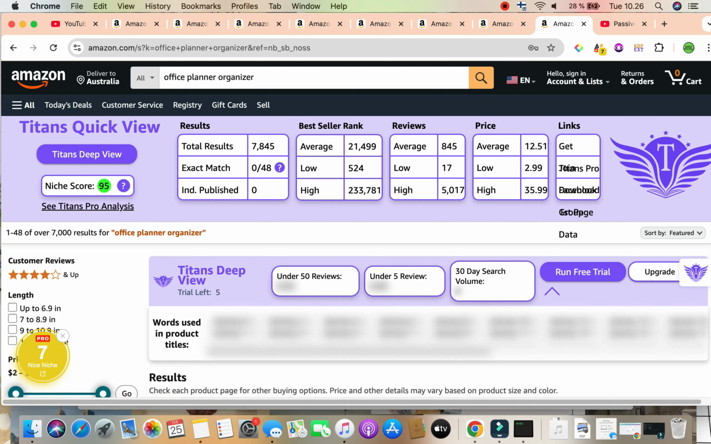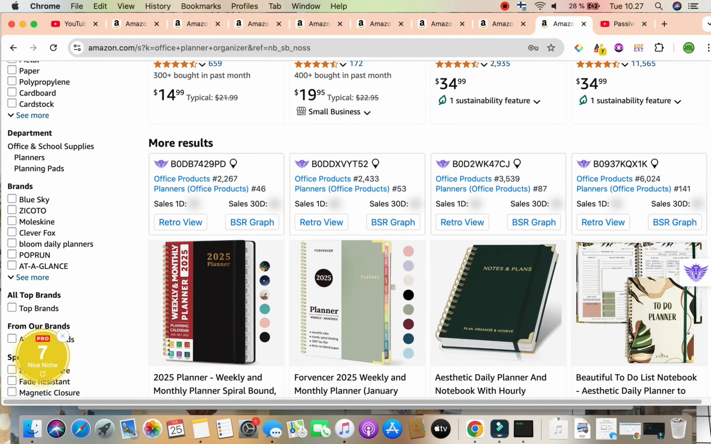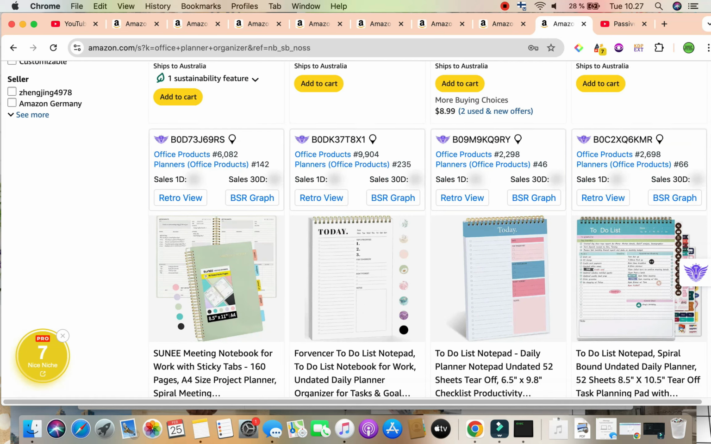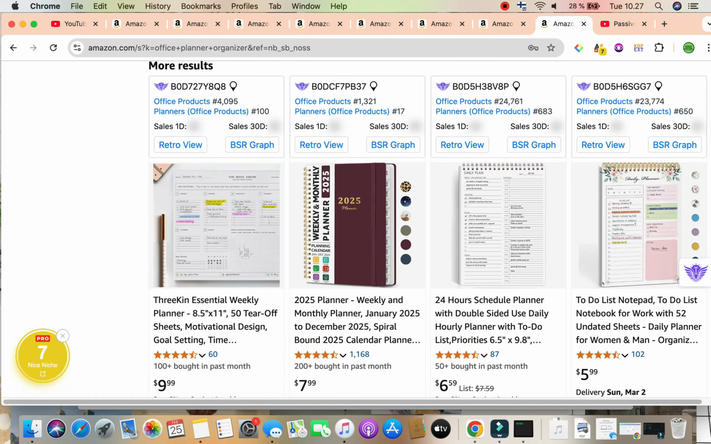We've also got a really good keyword niche score by Amazon's Cat Pro, number 7, categorizing this as a nice niche, and also a really good bestseller rank for this keyword, averaging 21,499. And it's below 100,000. We've got an average reviews of 845 and an average price of $12.51. Scrolling down, a lot of really good books that are selling without being sponsored as well. And we've got a couple of really good ones on the first page with a bestseller rank of under 100,000, which is ideal, as you can see right over here.